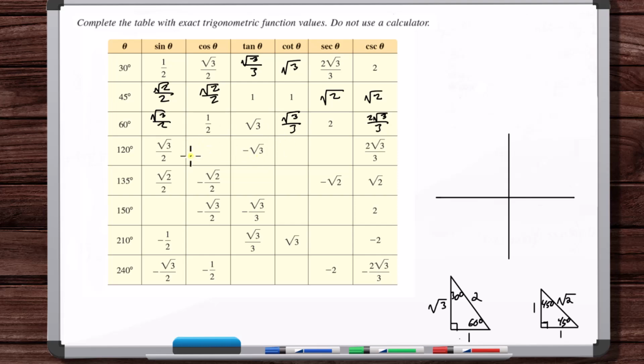Okay, so we've got root 3 over 2, that's right. Then this would be minus 1/2, and so then secant is going to be minus 2, the reciprocal, and then cotangent is going to be not opposite over adjacent, but adjacent over opposite. That's going to be minus 1 over root 3, so minus root 3 over 3. That's it. Okay, 135, it's 45 degrees in the second quadrant.